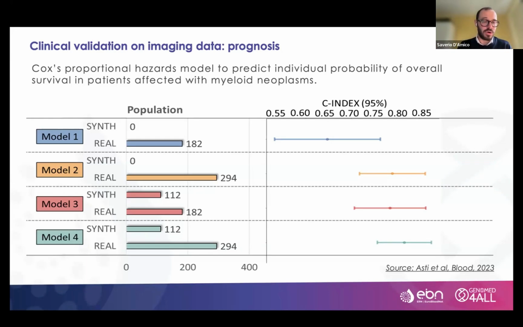And of course, obviously, when we increase the number of patients, we also increase the performance of the model, but this is with real data. And in model 3, we can see that also using synthetic data to augment our cohort of patients, we can reach the same performance as using only real data. So once again, synthetic multimodal data can help us enhance the performance of a predictive model like this one for the survival part.